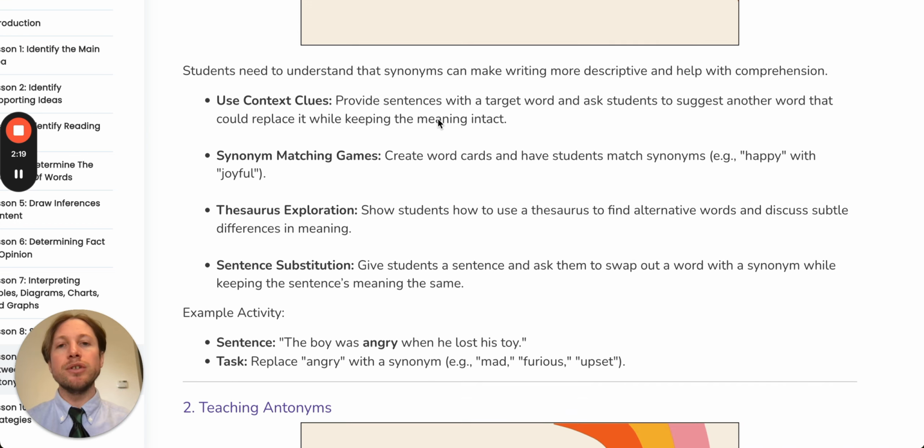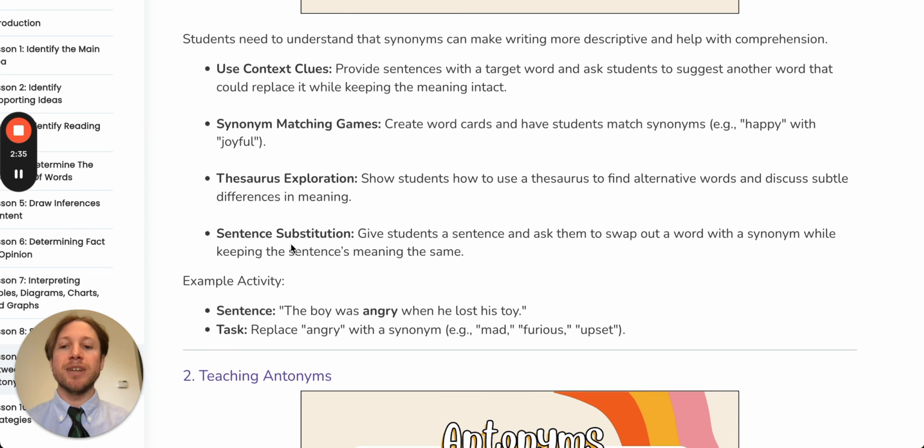Now, we can also teach students how to look up a word in a thesaurus. Just keep in mind that when using a thesaurus, we want it to be age appropriate, because a thesaurus that a 2nd grader uses should be a different book than the one that a 5th grader uses. Okay, and next we have sentence substitution, and this is where we give students a sentence and ask them to swap out a word with a synonym, keeping the sentence's meaning the same.